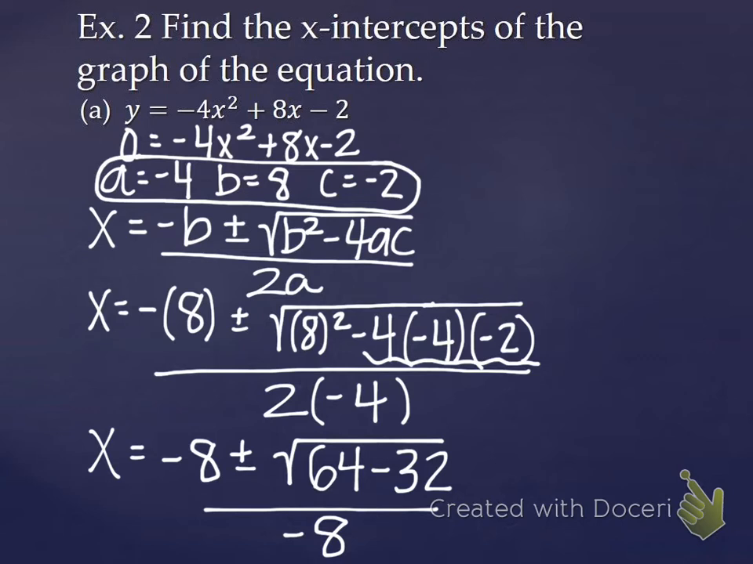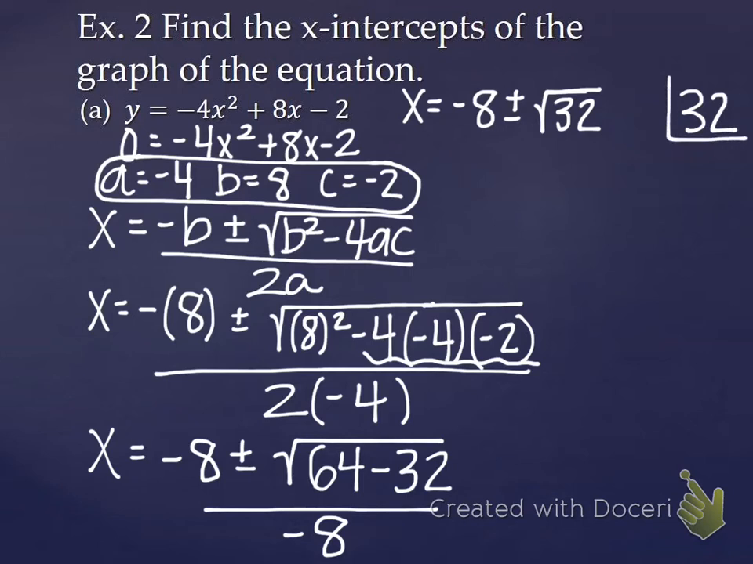You guys keep working. I'm going to have to pull this up here back at the top. X equals negative 8 plus or minus. When we do the math on that, 64 minus 32, what do we actually get? 32. All right, awesome. Now, unfortunately, this gets a little bit more complicated because is 32 a perfect square? No. So what method are we going to use to simplify? Very good.